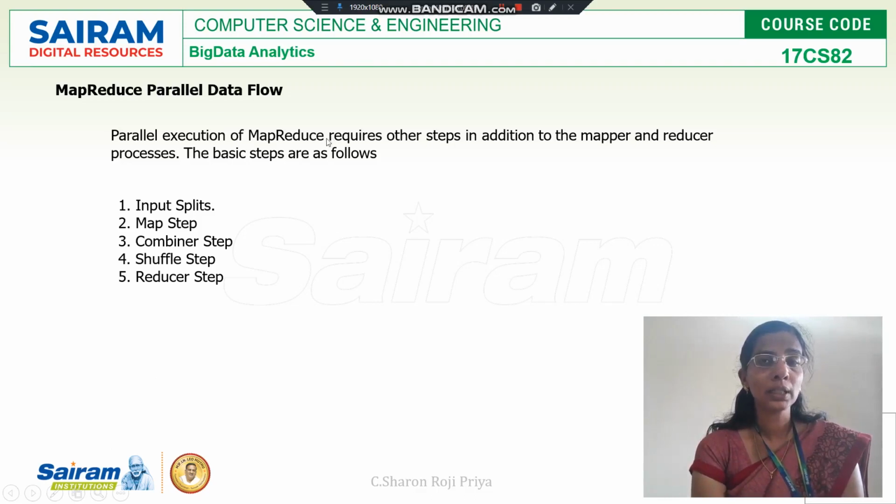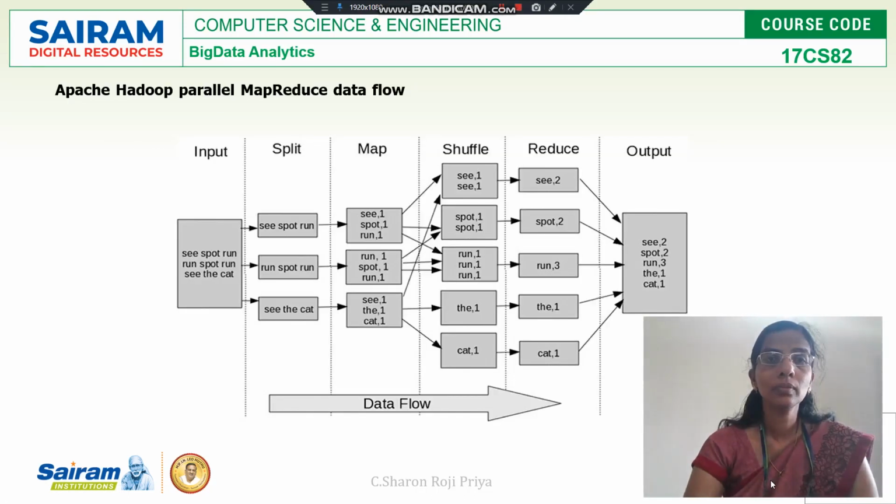This MapReduce algorithm is implemented as a parallel execution. It has 5 steps: input splits, map step, combiner step, shuffle step and reduce step. Now we can see this parallel MapReduce data flow diagram. As you know, there are 5 steps: input split, map step, combiner step, shuffle step, reduce step.